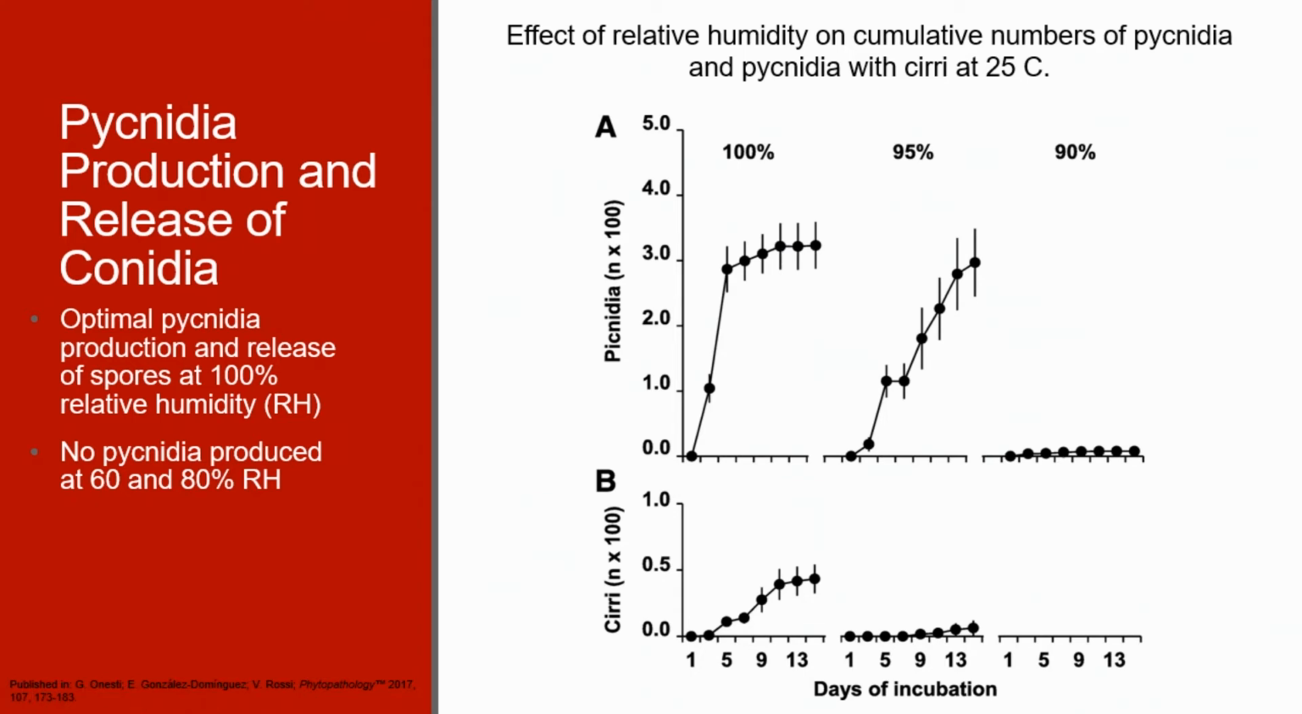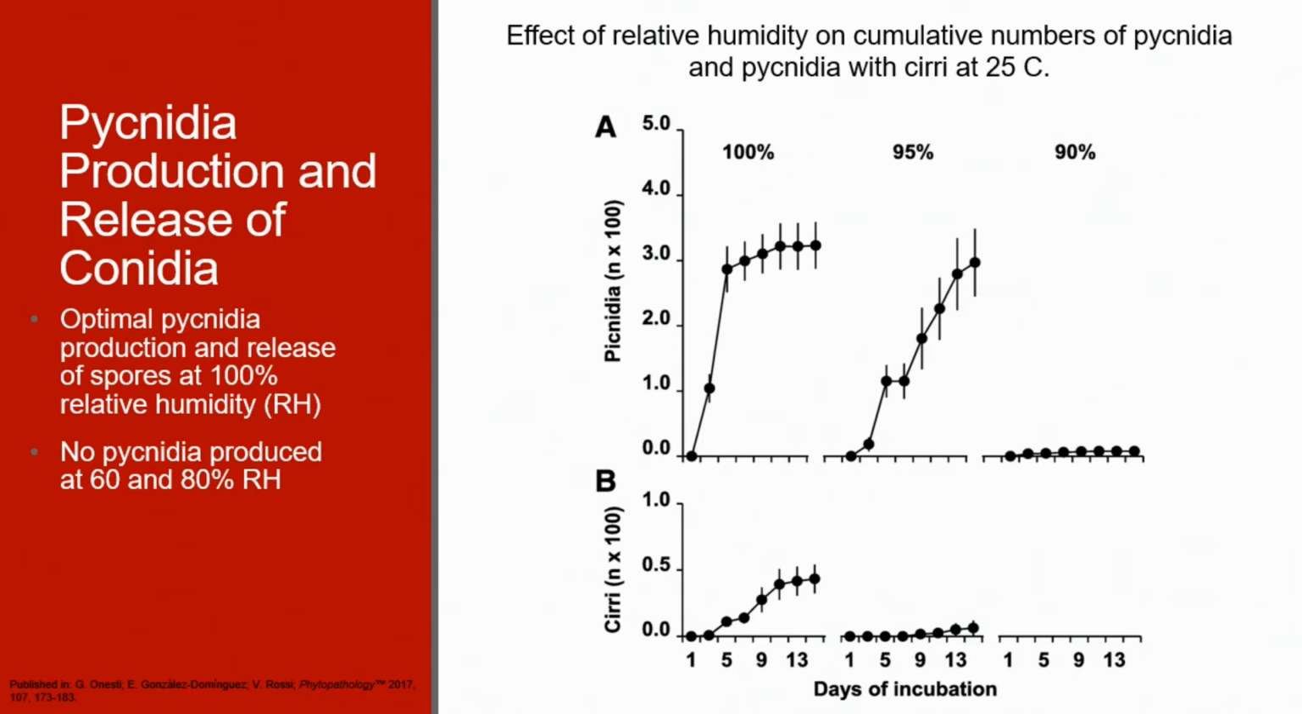Once the relative humidity goes below 95%, the production of the conidia stops, as you can see here. And I believe I said the production of conidia, but I meant the production of pycnidia.